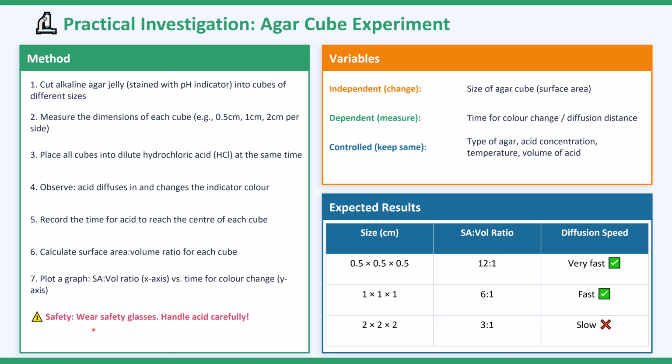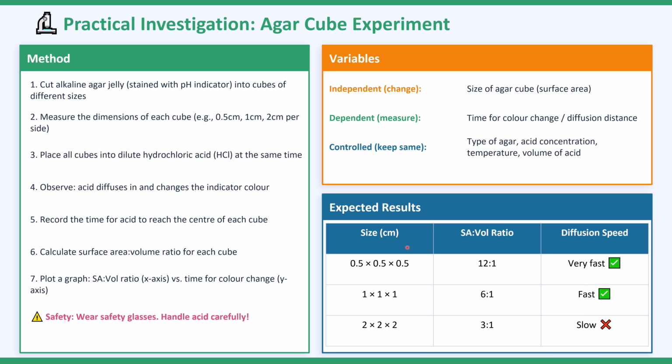Safety: wear safety glasses and handle acid carefully. Here are the identifying variables. Independent: change the size of the agar cube, which changes surface area. Dependent: measure the time for color change, which shows diffusion distance. Controlled: keep the same type of agar, acid concentration, temperature, and volume of acid. Finally, analyzing the result and expected results.